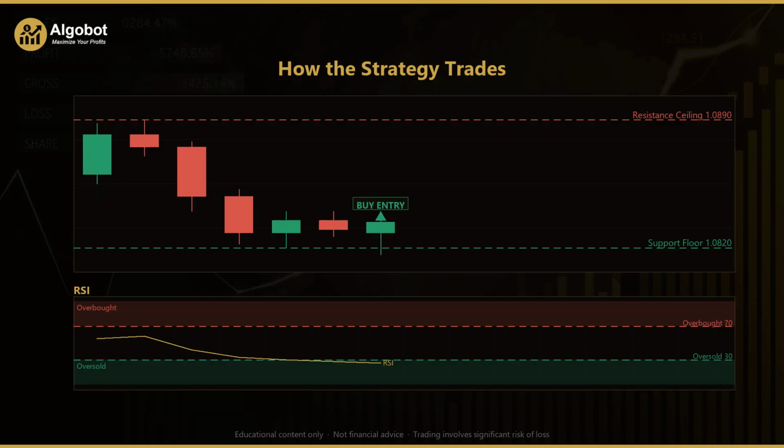This is the momentum exhaustion the strategy is waiting for. But momentum alone is not enough. It needs the price action to agree. Look at the buy entry marker. On that signal candle, the low pierces just beneath the support floor, probing into the zone, and yet the candle closes back above support and finishes higher than it opened, a bullish rejection. At that same moment, RSI is sitting in oversold territory below 30.